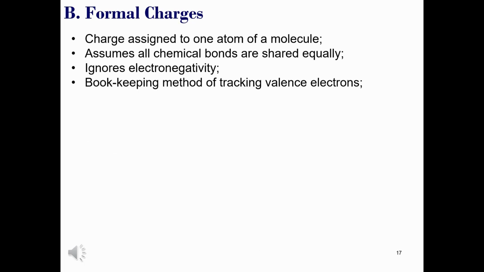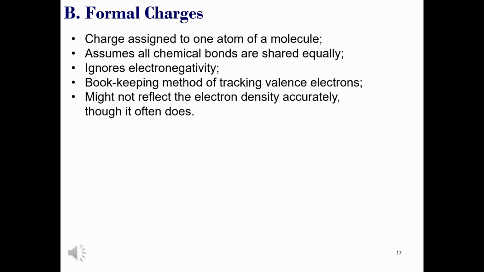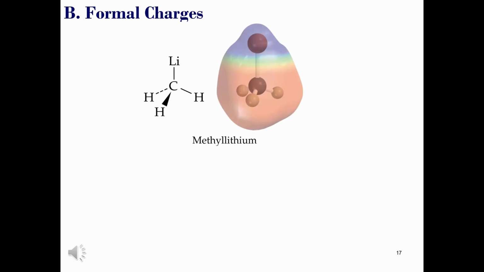The formal charge system keeps track of all the valence electrons that each atom brings with it when the molecule is formed. Now, the trouble with this convention is that the covalent sharing aspect of the bonding is overemphasized, such that we might get a distribution of electrons in a compound that does not accurately reflect the electron density. So, for example, we'll consider the molecule methyl lithium.